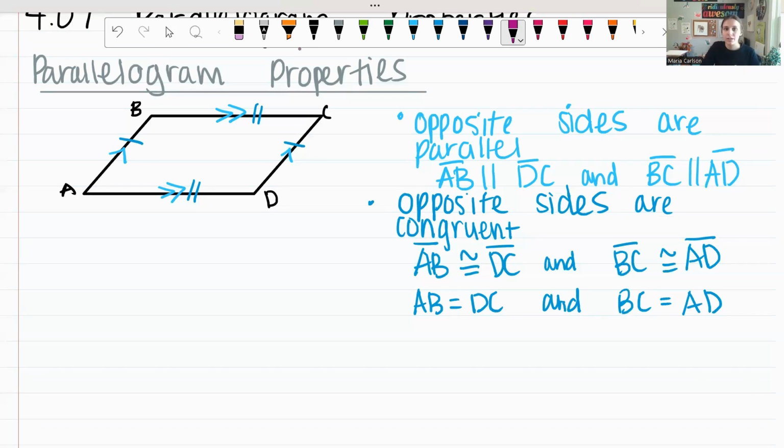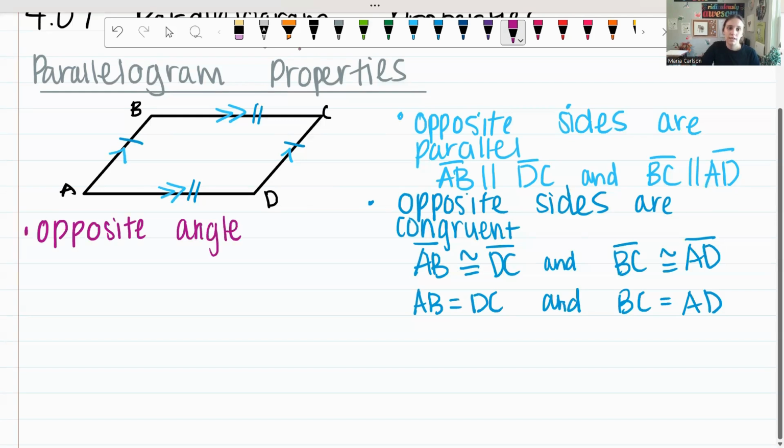Let's talk a little bit about their angles now. Opposite angles are congruent. Just like opposite sides are congruent, opposite angles of a parallelogram are congruent. So I know then that A and C, which are opposite angles, are congruent. And I know that B is congruent to its opposite angle, D.